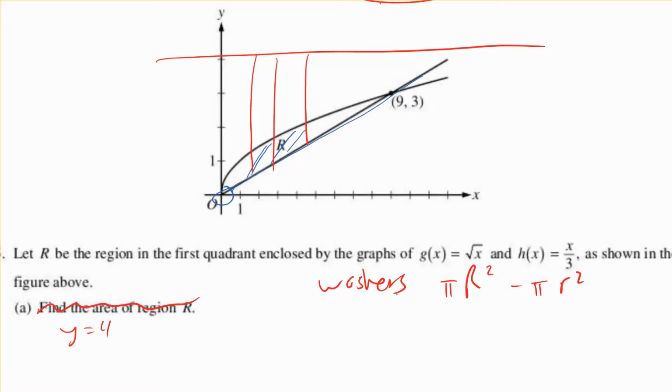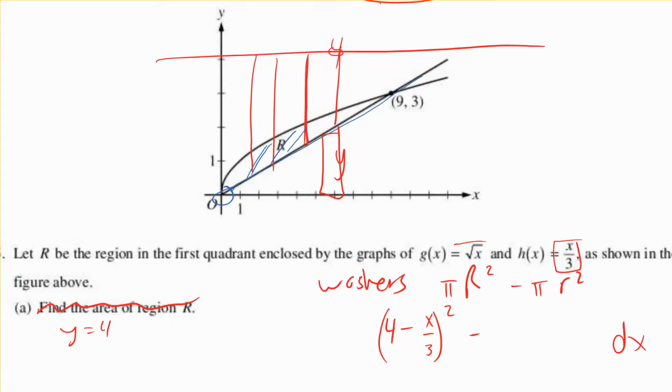That's going to be 4 minus x over 3. That will get me this value right here. This is a y value. This is 4. So it's 4 minus that y value. And that y value is x over 3. So that's my big R. Oh, and then we've got our dx out here because our washers went that way.